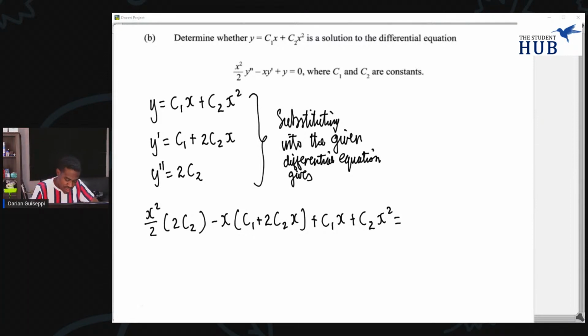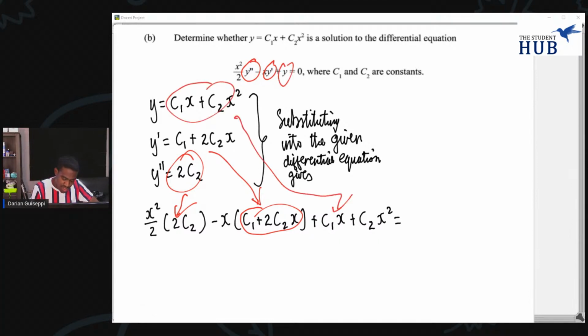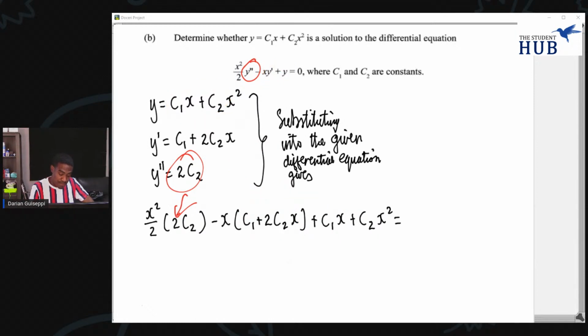Watch, look at it here. Y double prime, I substituted this. Y prime, look at here, and I substituted that. And then y was substituted here. I substituted everything, your y, y prime, and y double prime, which I gained from the solution that the question gave us of the differential equation. And let's see now, when we reduce this, if it will give us 0. If it does, then it is a solution.